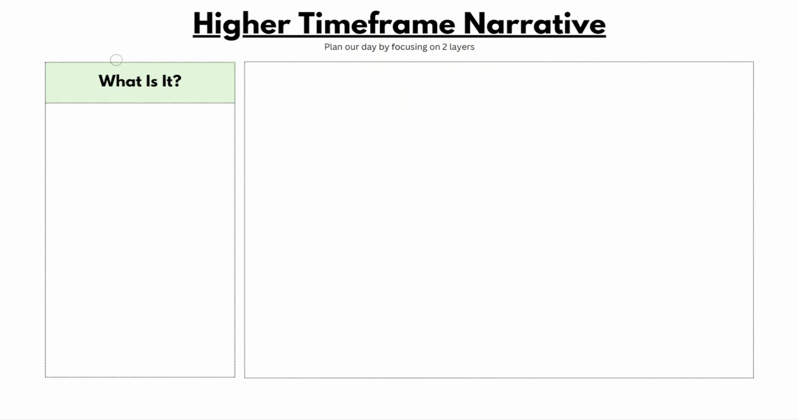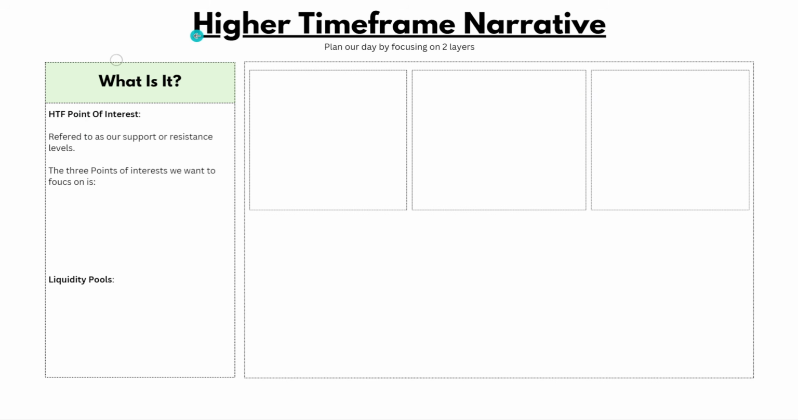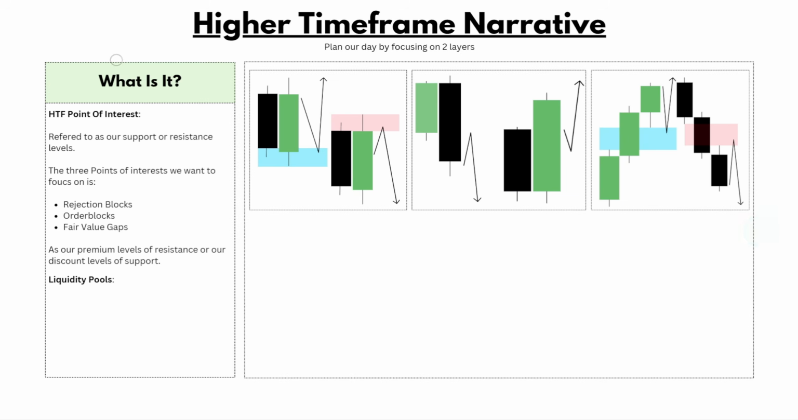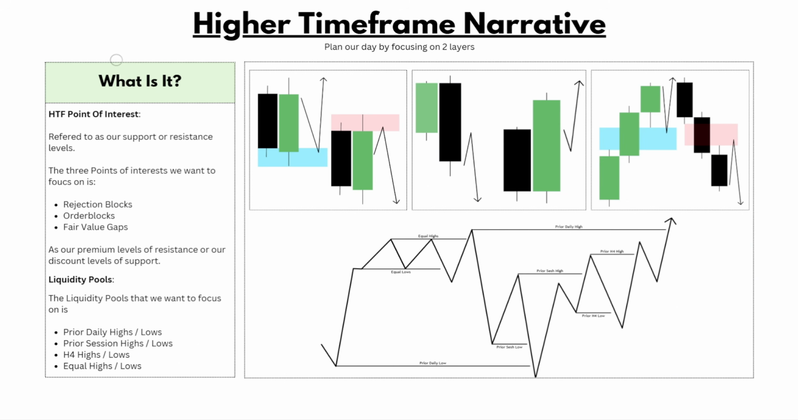Thank you. So the first thing that we want to identify is our higher time frame narrative, and that stems from these 2 layers. That's going to be our higher time frame points of interest and our liquidity pool. And our higher time frame points of interest is referred to as our support or resistance levels, and the 3 points of interest we want to focus on are rejection blocks, order blocks, and fair value gaps. And these are our premium levels of resistance or our discount levels of support. And the liquidity pools that we want to focus on are prior daily highs and lows, prior session highs and lows, 4-hour highs and lows, and equal highs and lows.